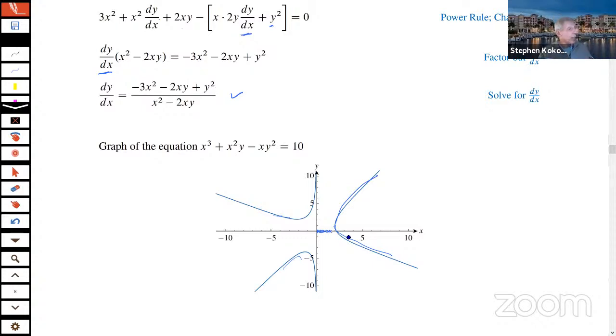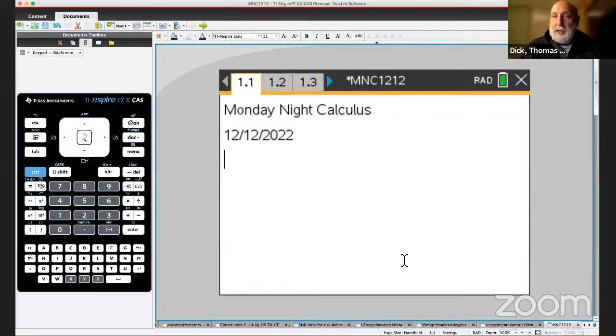Tom, a little bit of technology, is that correct? Sure. Yeah. Okay. Give that a shot. All right. I'm going to stop my share. There you go, boss. Okay. Let me see if I can pull up something to share here. You guys can give me some feedback if that's showing up. All right. It's a TI-Nspire screen with Monday Night Calculus on it.